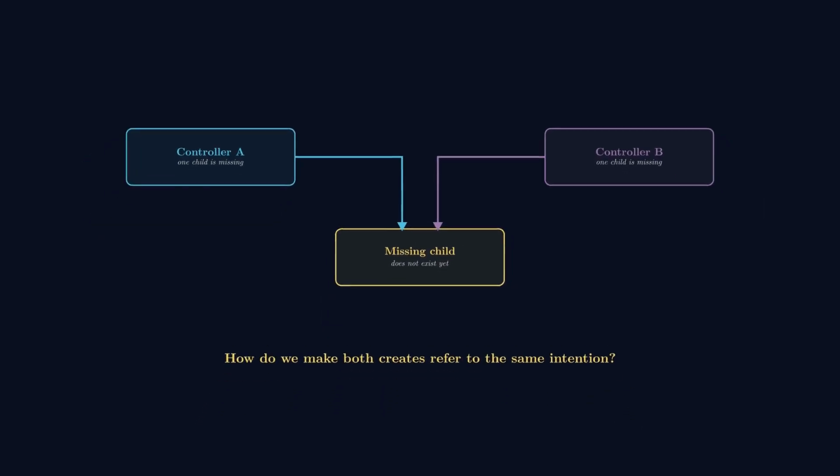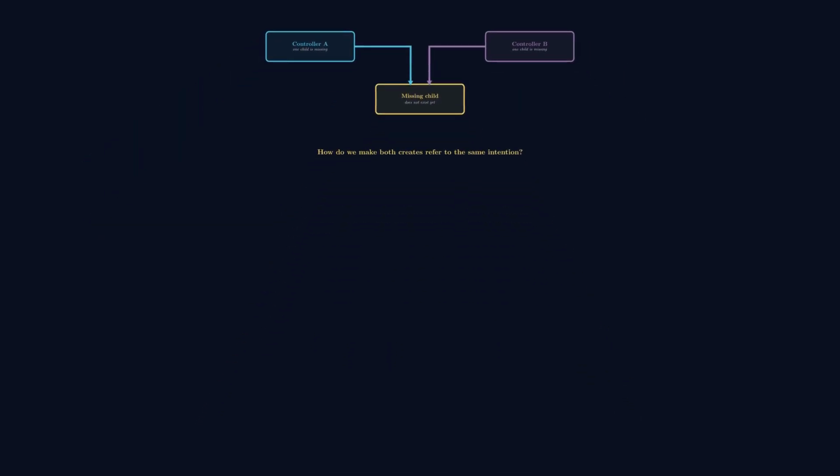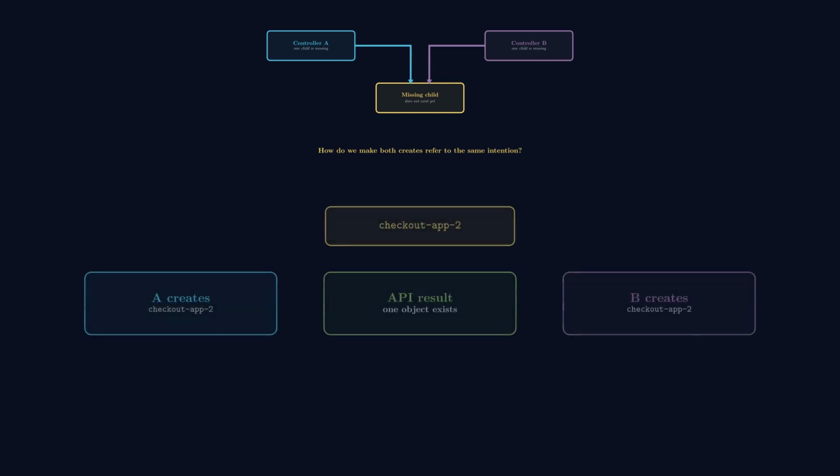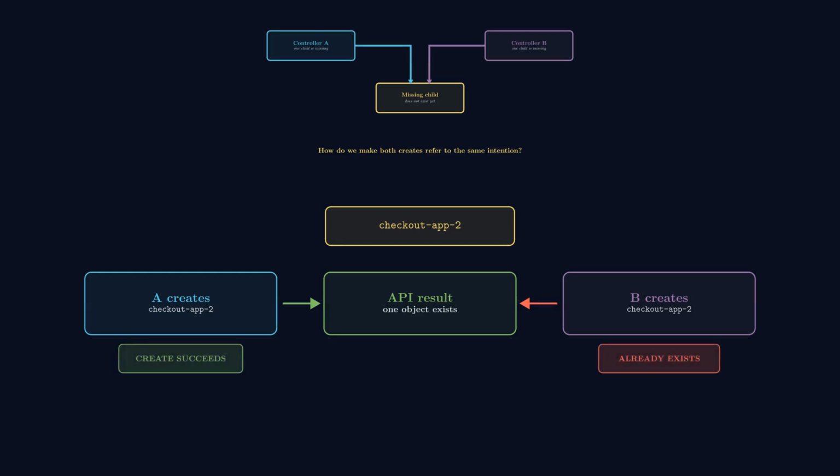Suppose the missing pod always has the same name, checkout app 2. Both controllers may try to create that same pod at almost the same time. One request succeeds, and the pod is created. When the second request reaches Kubernetes, it sees that checkout app 2 already exists. So Kubernetes rejects the second create instead of creating another pod with the same name. The second controller should then read the latest state and continue from there.